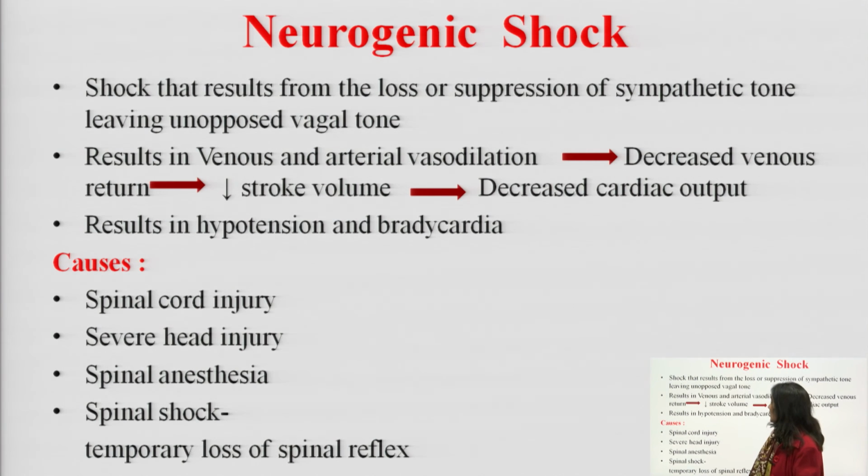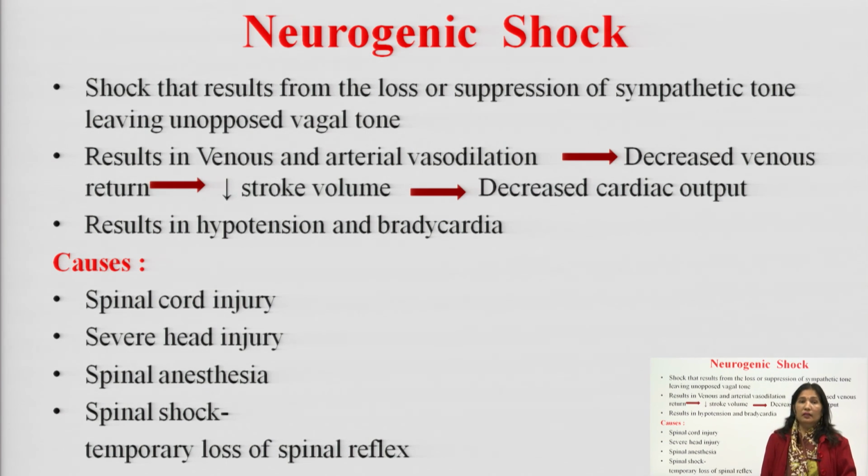So, next is neurogenic shock. Neurogenic shock results from the loss or suppression of sympathetic tone, leaving unopposed vagal tone.